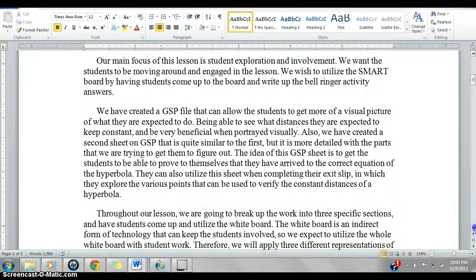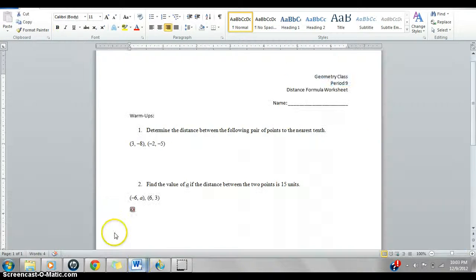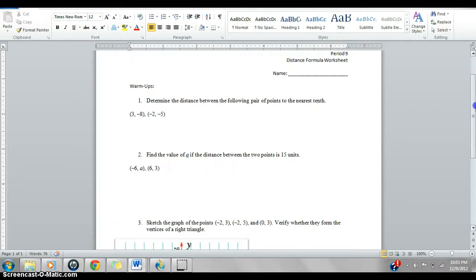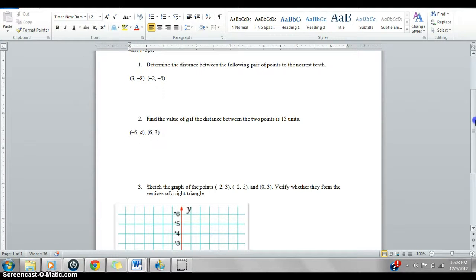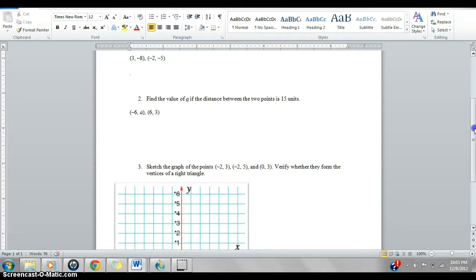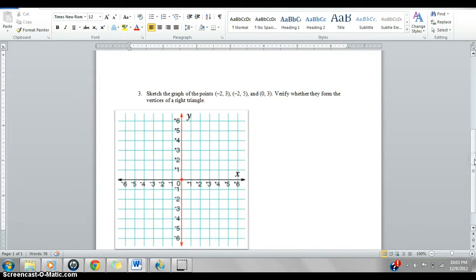So it's something we really wanted to stress for our students. As far as technology was concerned in this lesson, we used the smartboard by having students come up and write their answers to this bell ringer activity. This bell ringer had students using the distance formula just to get them warmed up. Some of them may not have done it in a while, so we were using that to get it fresher in their brains.